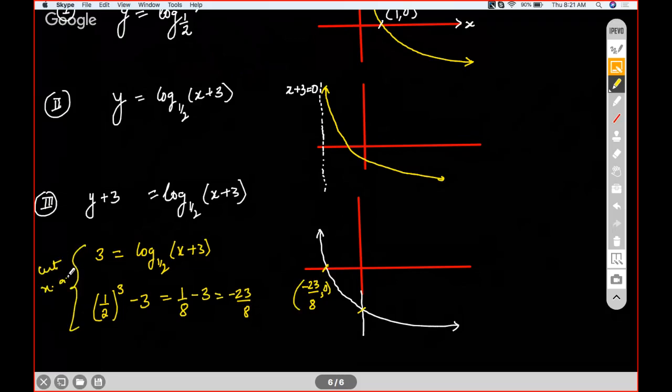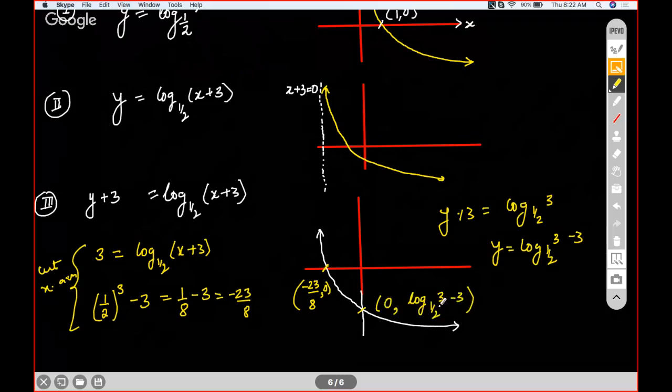Now how do I know where it cuts the y-axis? Put x as 0 then. So when you put x as 0, it becomes y plus 3 is equal to log 3 to the base of half. So y becomes log 3 to the base of half minus 3. So this will be the point (0, log 3 to the base half minus 3). Okay, got it. Now what next do I have to do?